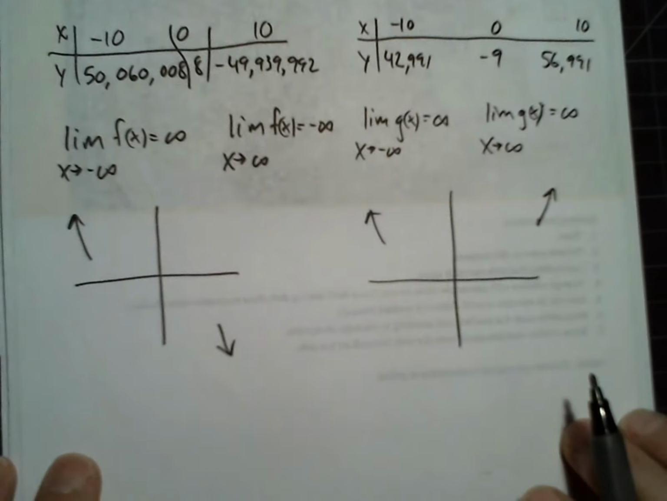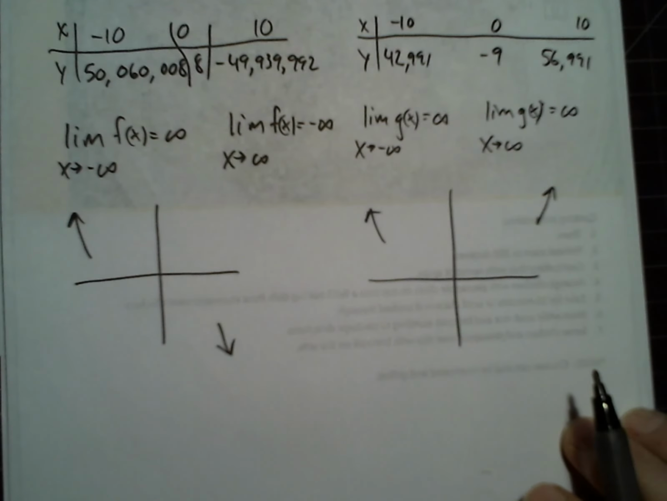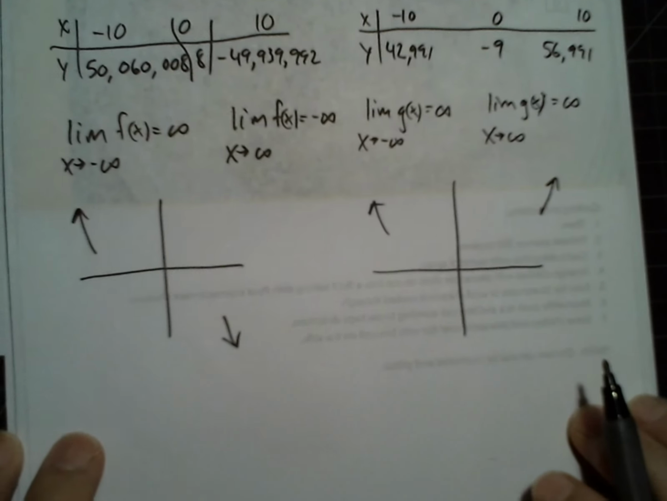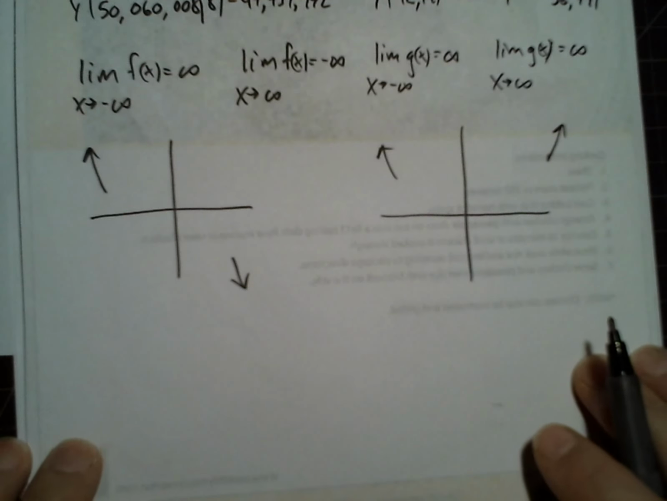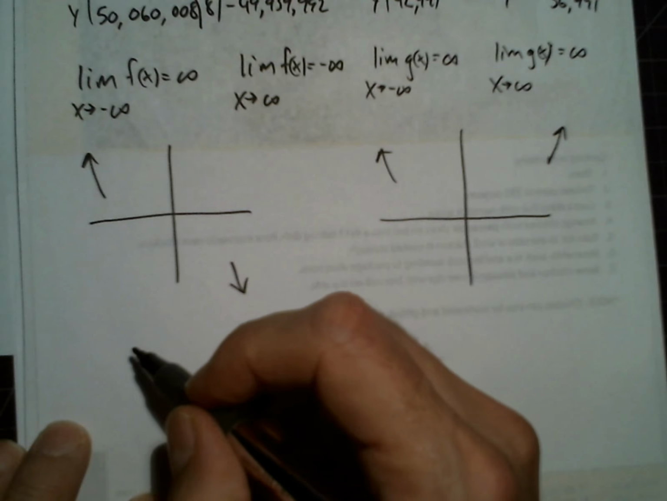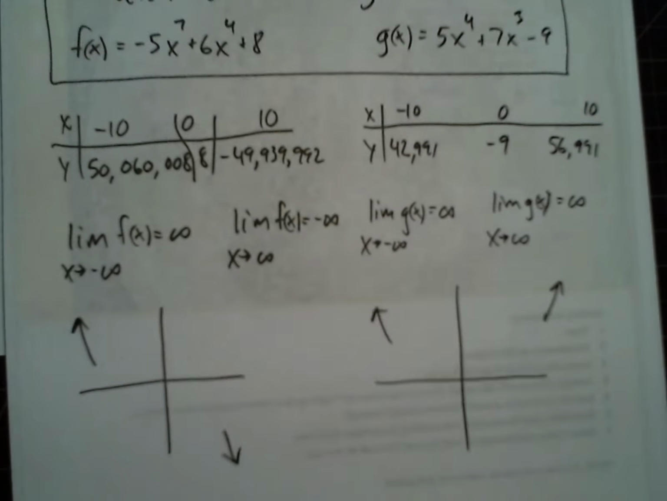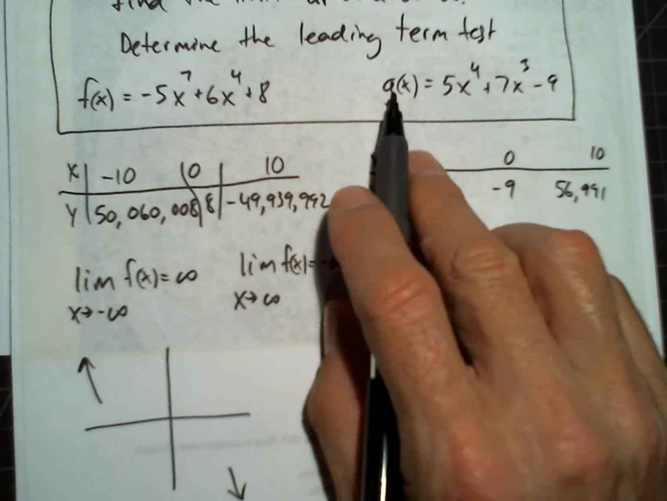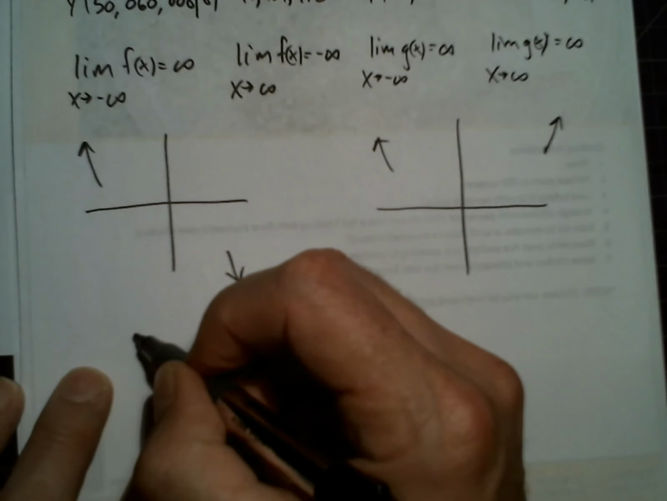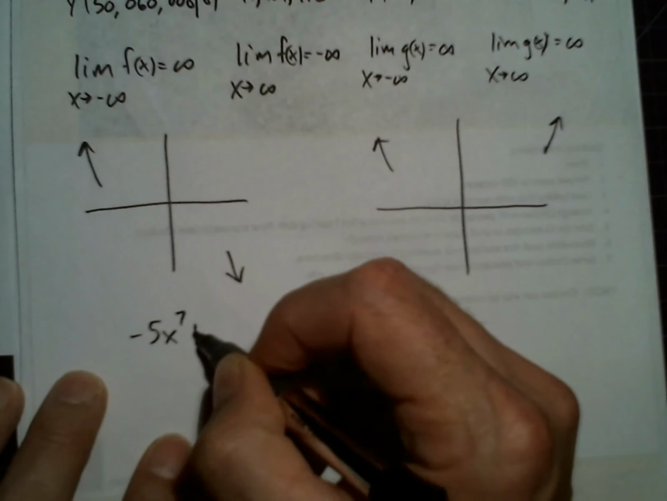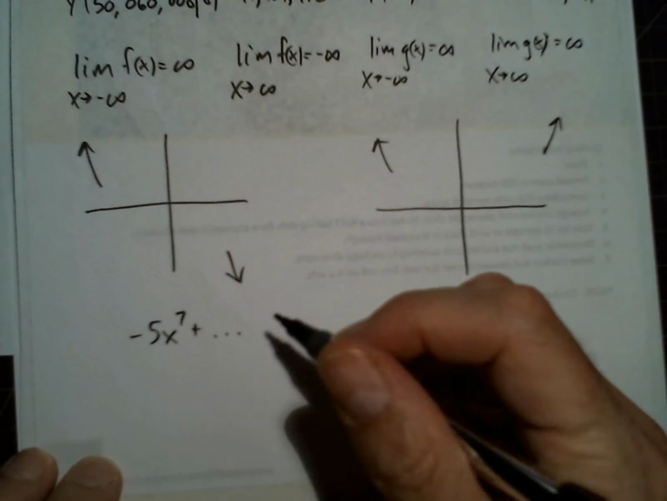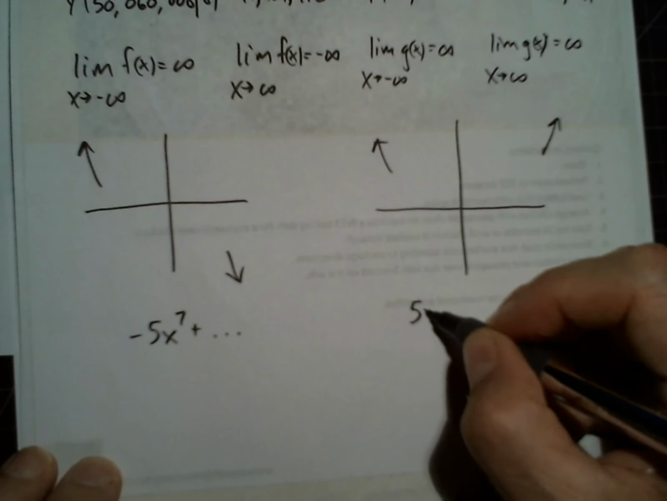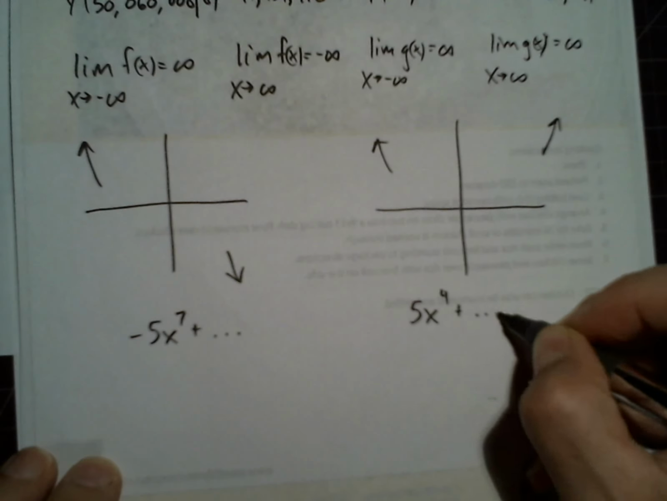And this brings us to a rule. In this problem, we only care about the first term, and we don't care what else there is. So in this problem we have negative 5x to the 7th. We don't care what else there is. And over here we have positive 5x to the 4th. And we don't care what else there is.